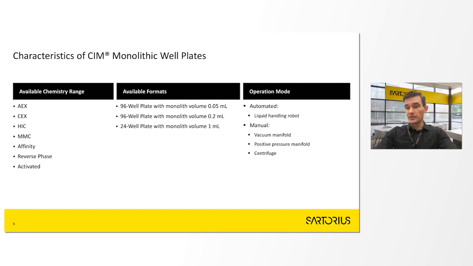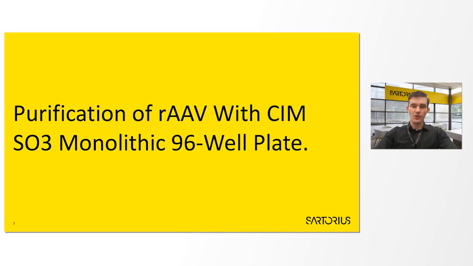The plates are made according to ANSI standard, meaning if you have a liquid handling robot, you can easily automate your processes. If you do not have a liquid handling robot, you can operate them manually with vacuum manifold, positive pressure manifold, or a centrifuge, depending on what you currently have in your laboratories. I'll continue with how we develop our protocol and how we use it to optimize our AAV6 production process.